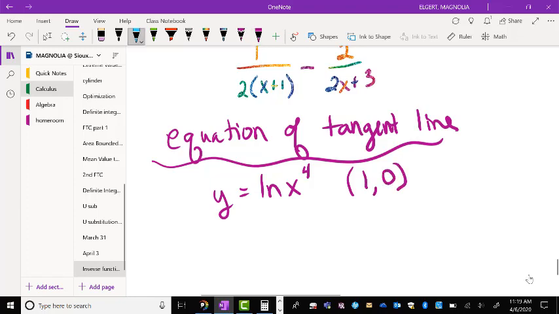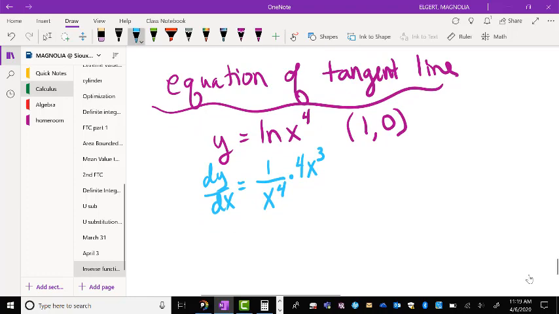Again, there's a couple ways you could do this. The derivative of this with respect to x would be 1 over x to the fourth times the derivative of x to the fourth, which would be 4x cubed. And then you can simplify that. That's just going to equal 4 over x. So that's my derivative. Some of you are probably thinking, could I move this 4 out front first? Absolutely, you get the same answer.